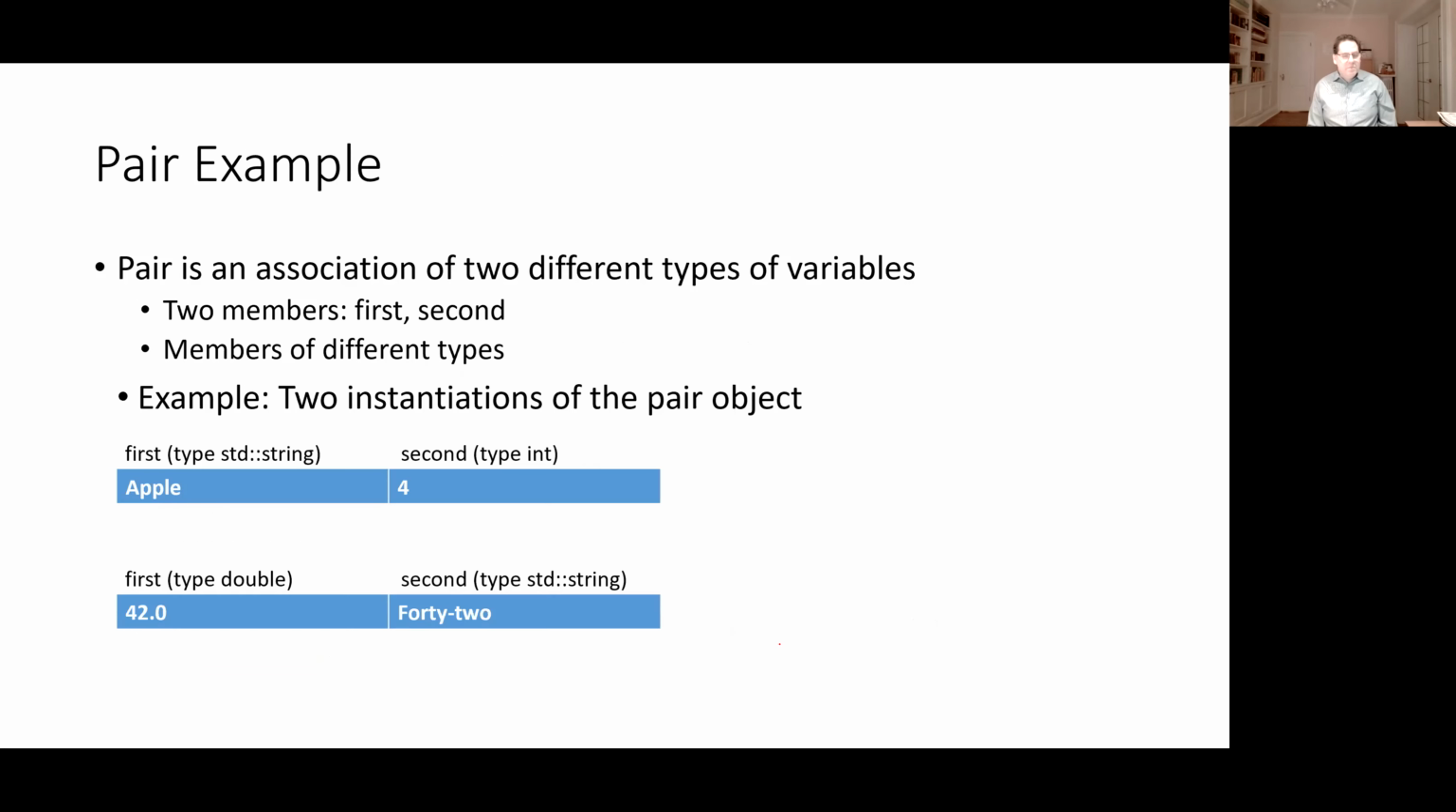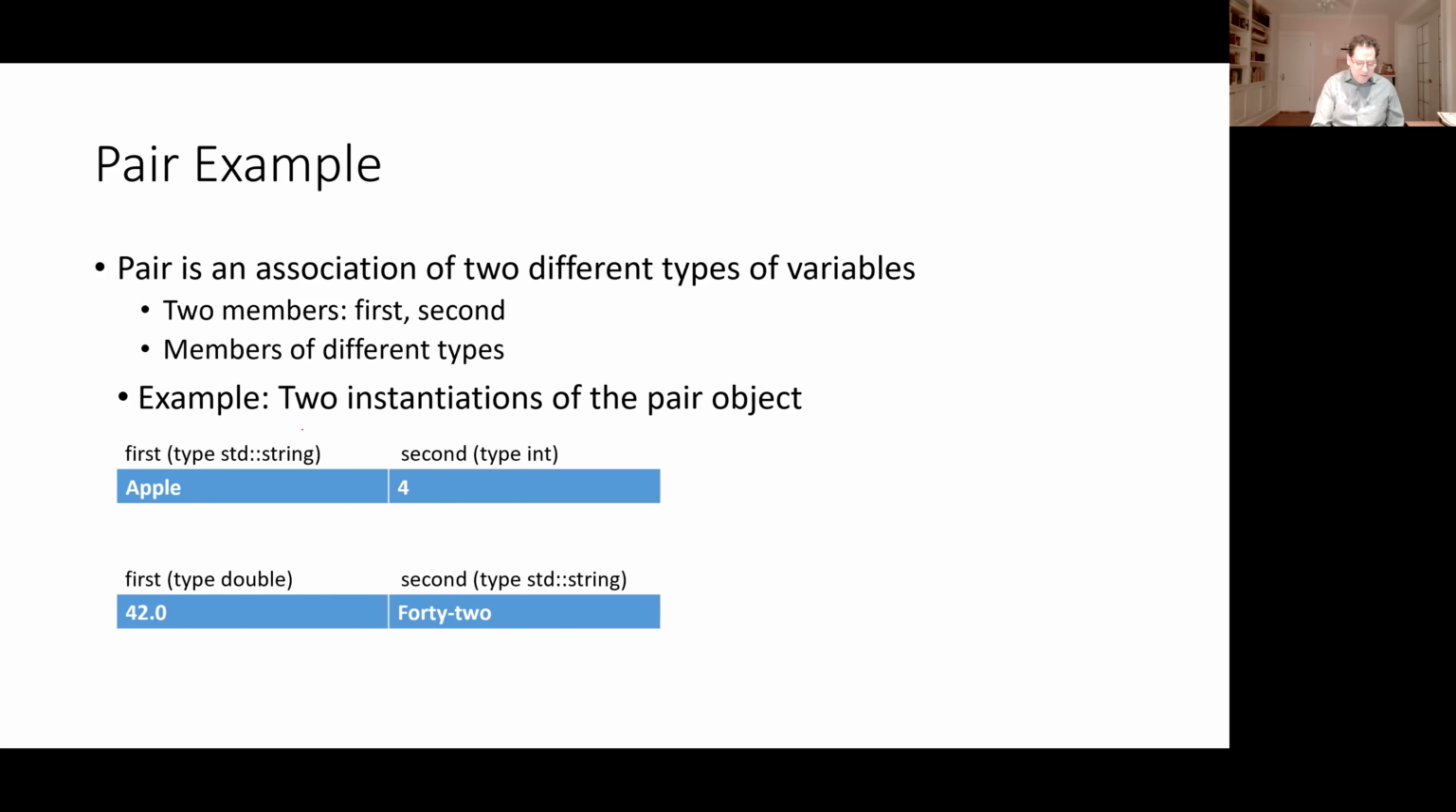Okay, so hopefully I've motivated the pair class for you. It's a simple templated class, but it is actually useful. So it's an association of 2 different types of variables. And I already told you this, they're called first and second. And I can use this recipe to do different things.